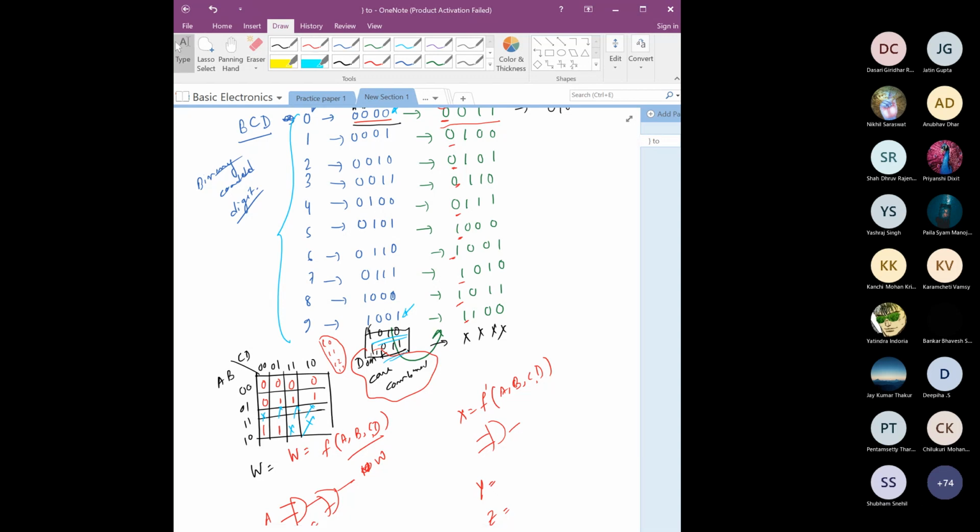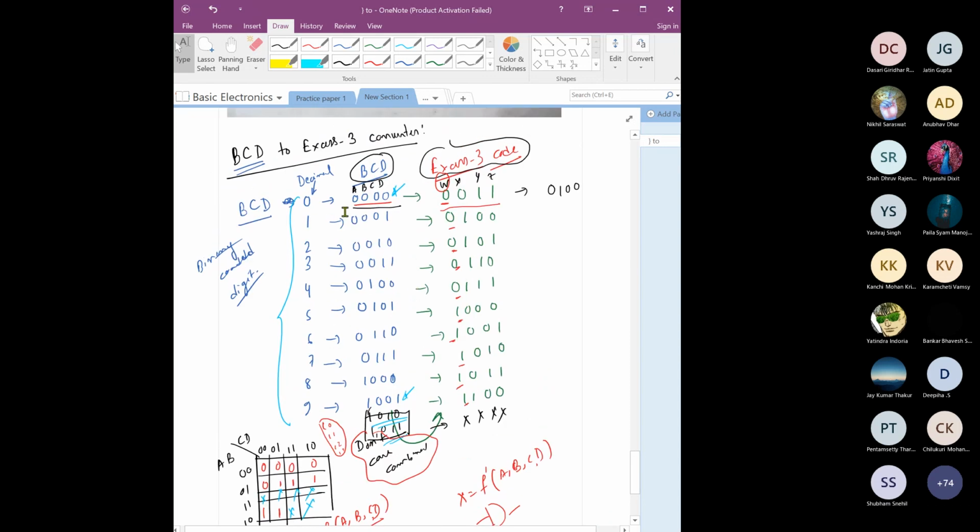I want to give this one as homework. Please try this conversion and make a circuit from BCD to XS3, as well as the other way, XS3 to BCD. If you have any doubt after you have done that, please let us know in the next class and we can discuss it.